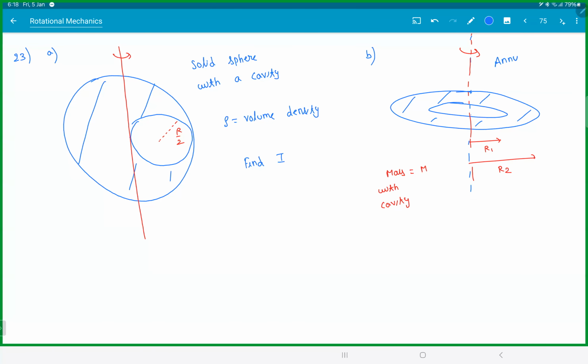This is called annular disk. Get them both.